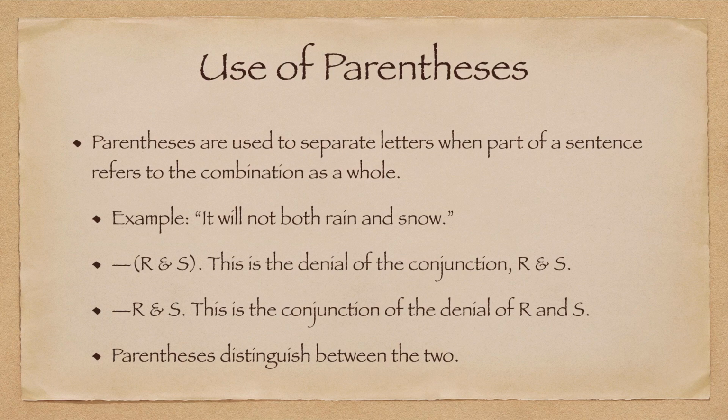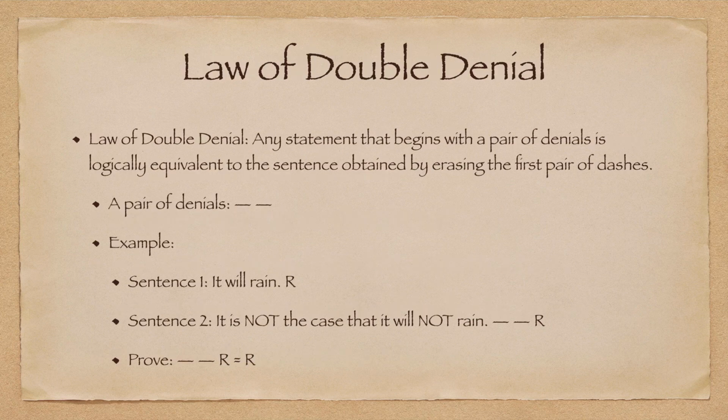And so, with these new basic principles in mind, and with our new definition of logical equivalence being proved, let's move on to our first law of logic that we are going to discuss in this video. And that is the law of double denial. The law of double denial states that any statement beginning with a pair of denials is logically equivalent to the sentence obtained by erasing the first pair of dashes. So a pair of denials is represented by a pair of dashes.